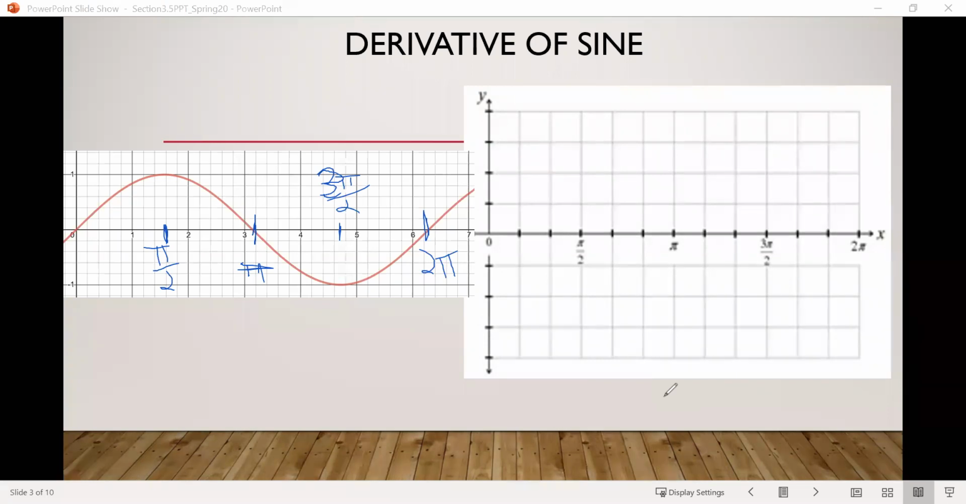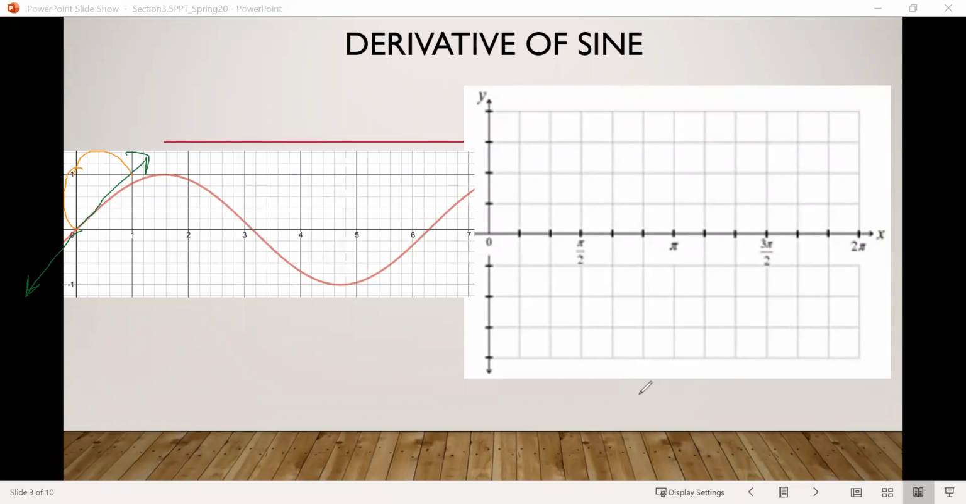Unfortunately, I have to erase that. It's going to get too sloppy, but just keep that in mind. Let's start at the point 0 over there. I'm going to do my best here to draw a tangent line. When you look at that, what does it look like the slope of that tangent line is? Well, it starts at 0, 0. Using rise over run, it goes up 1 and about over 1. So it looks like the slope of the tangent line at that point is 1. I'm going to use that as a point on the graph of my derivative then.